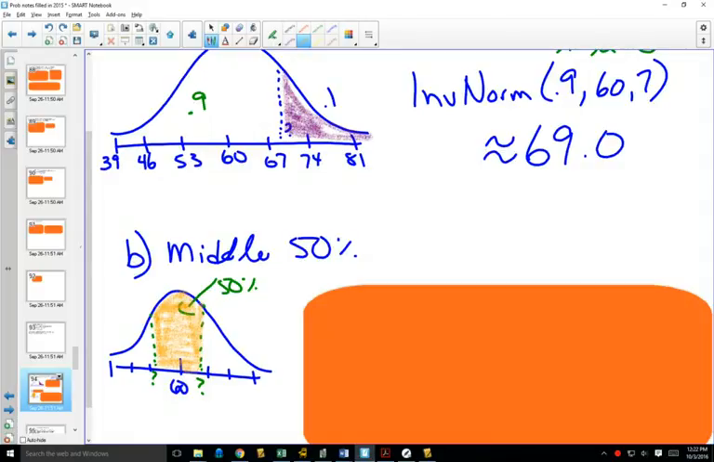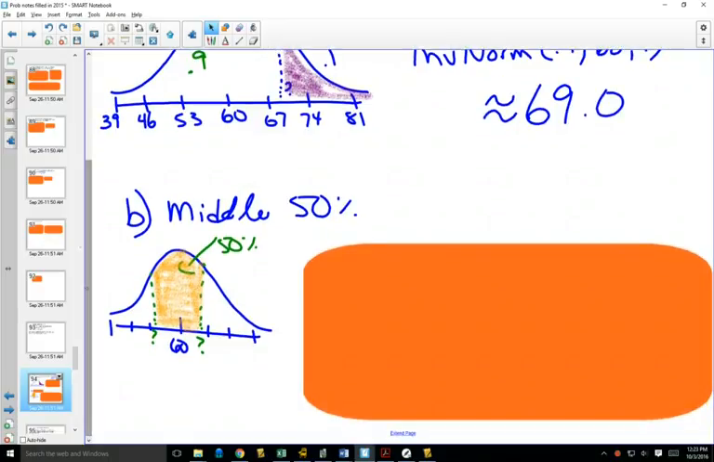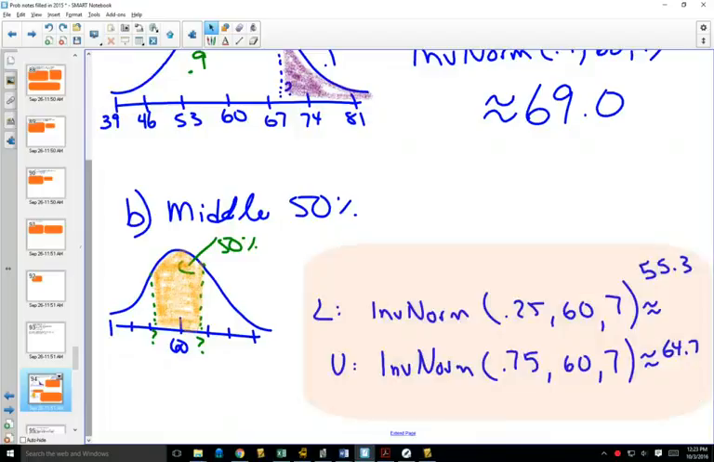So now if we're always going from the left, this time we're going to need 2 scores, right? We're going to need this first score, and we're going to need that second score to find the scores that create the middle 50%. What value will we put in for the first score? 25. And the second one? 75. So our lower one, that's what the L stands for there, is 25% away from the left. Our upper one is 75% away from the left. And so those scores would be 55.3 to 64.7.